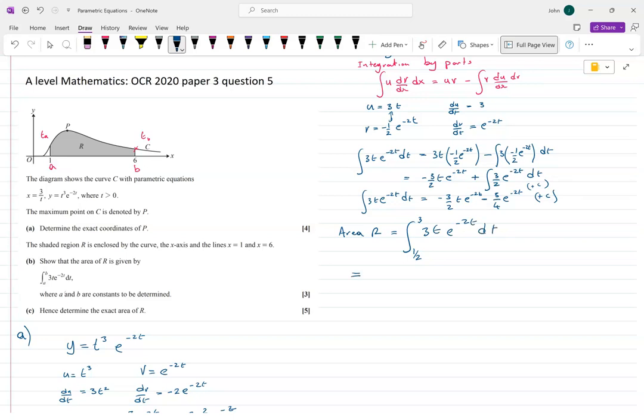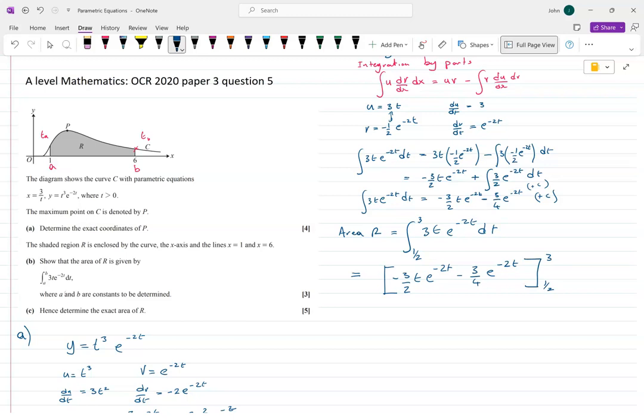I think it's nice for presentational purposes, but we now have integrated this, and we definitely don't need the constant now because it's definite integration. There was no pun intended there, by the way. Definite was just the normal English language meaning, definite. So that's e to the minus 2t from 3 to 1/2.